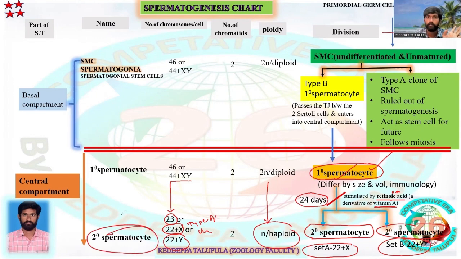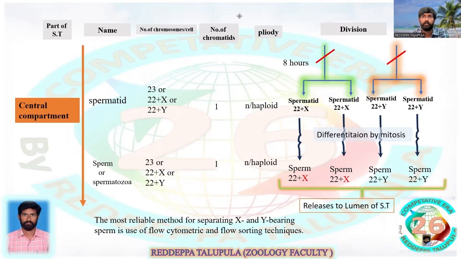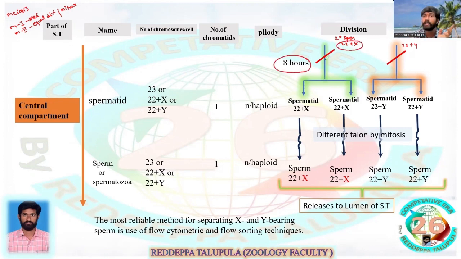Now, following it, here is another one. The secondary spermatocyte is of 22 plus X type or 22 plus Y type. We know that meiosis 1 is reduction division, and meiosis 2 is equal division, similar to mitotic division. So the ploidy will not differ. The secondary spermatocyte 22 plus X completes meiotic division 2 within 8 hours and converts into spermatid. So similar types of cells will be formed: 22 plus X only will be given. If it is a 22 plus Y type of secondary spermatocyte, then it will produce a 22 plus Y type of spermatid.